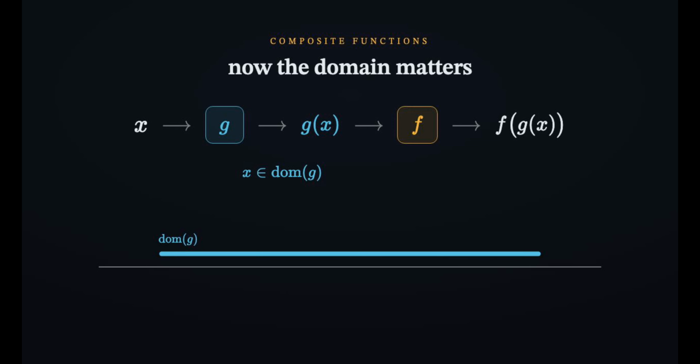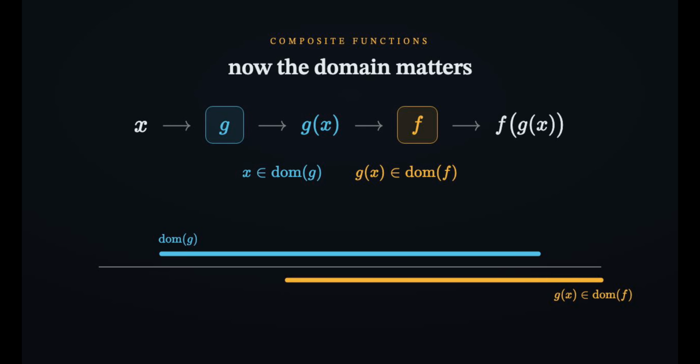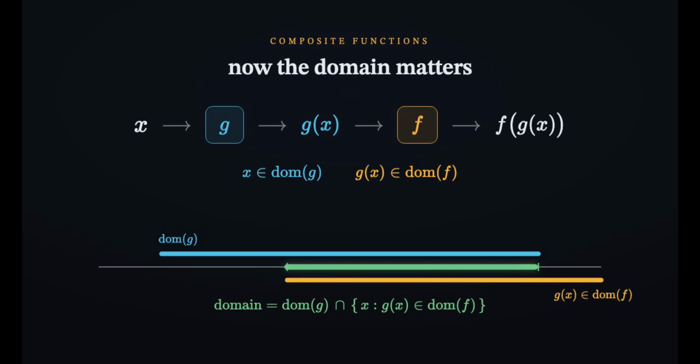It is the x values that go into the inner function g of x, and whose output g of x is then allowed as an input of the outer function f. So the input must be valid for g first, and then g's output must also be valid for f. This is very difficult to see, so it is always good to compute the composite function first before finding the domain, range, graphing it, or determining odd and even.